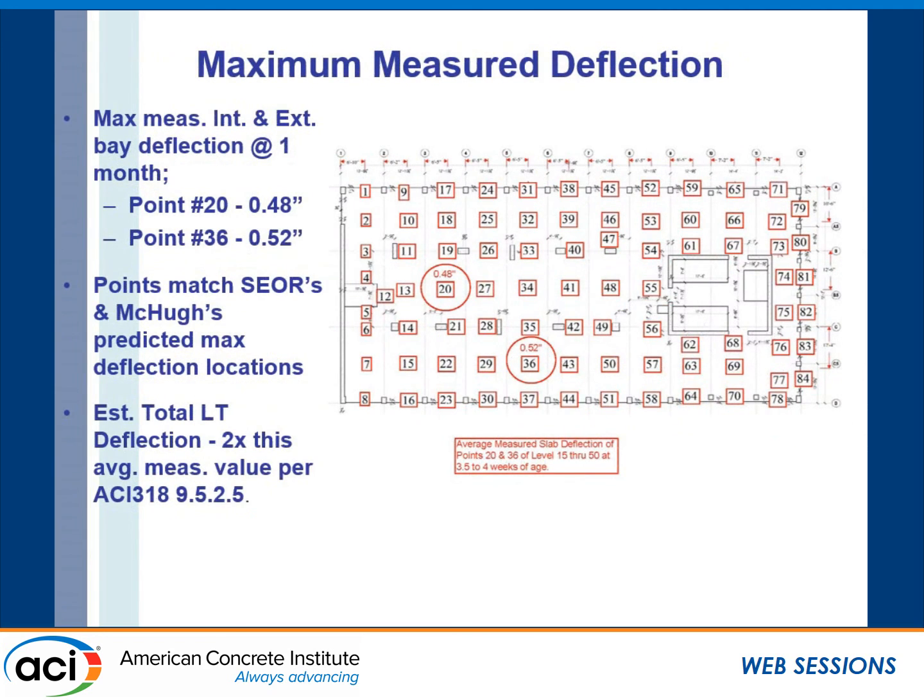Comparing what we recorded versus what we predicted, we found that the locations of the points of maximum deflection, what we measured and what was predicted by both McHugh as well as the engineer of record, matched, but the differences in the actual magnitude were interesting. So 1 month after the slab was cast, we're getting about 0.48 of an inch at the interior and about 0.52 of an inch at the exterior base. So we've already got the predicted long-term deflection.